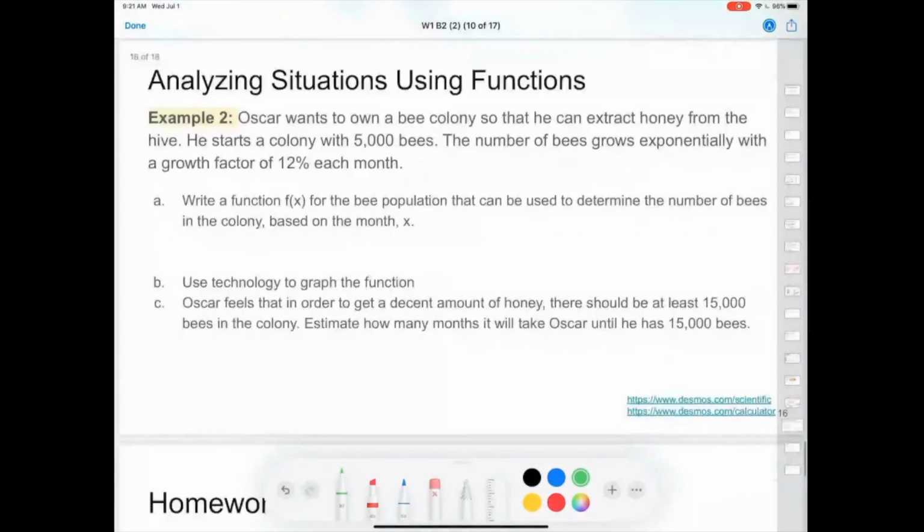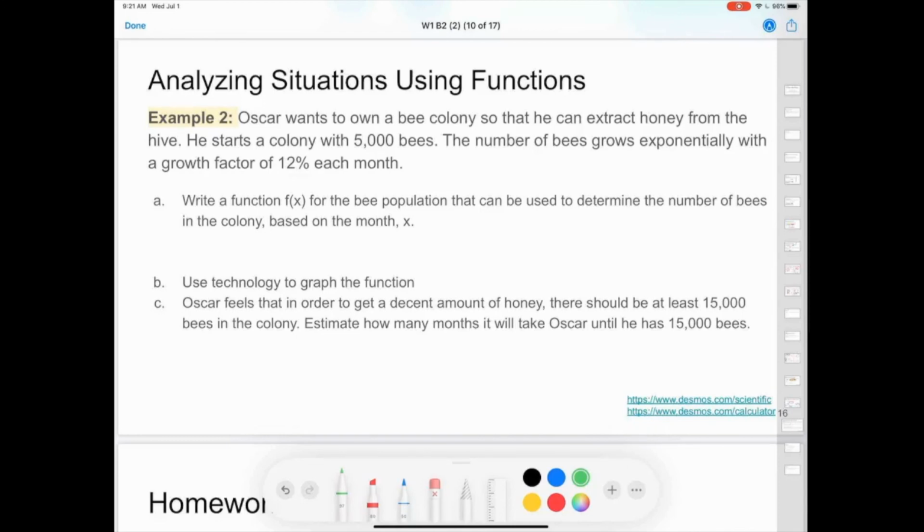Oscar wants to own a bee colony so that he can extract honey from the hive. He starts a colony of 5,000 bees. The number of bees grows exponentially with a growth factor of 12% each month. Write a function f of x for the bee population that can be used to determine the number of bees.